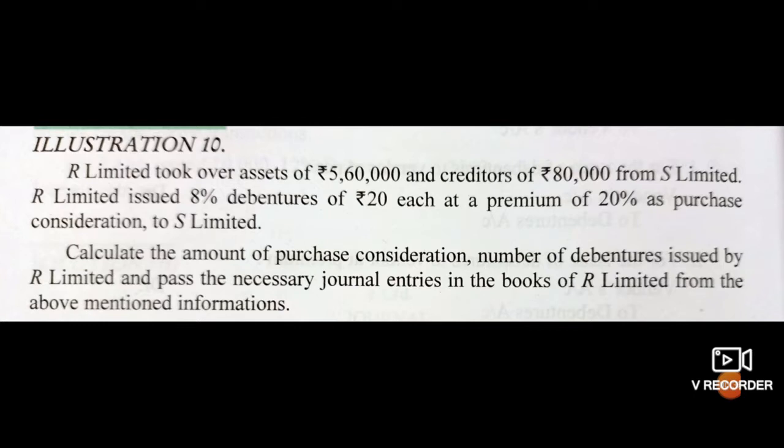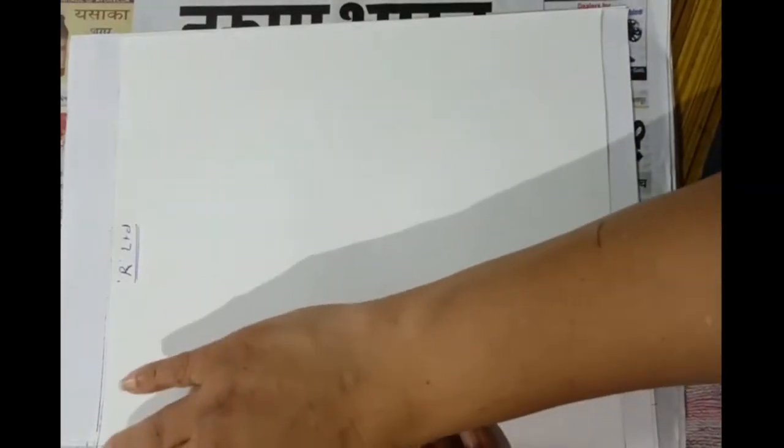Calculate the amount of purchase consideration, number of debentures issued by R Limited, and pass the necessary journal entries in the books of R Limited from the above mentioned information. Okay, now we will solve this problem. Let's start. See now this problem of R Limited.